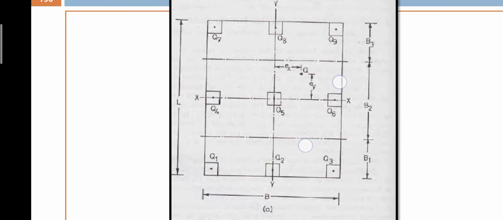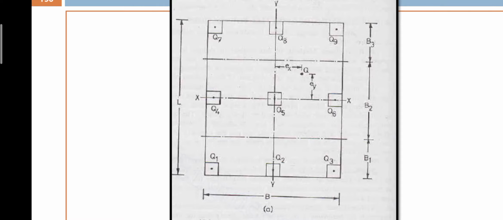Now second step, after this we should divide the slab or the mat into strips. You can see the strips. The strips தான் ஹரிசாண்டலாக லைன்ஸில் காமிச்சிருக்காங்க. Q1, Q2, Q3 is one strip. Q4, Q5, Q6 acts in one strip. Another third strip is Q7, Q8, Q9.